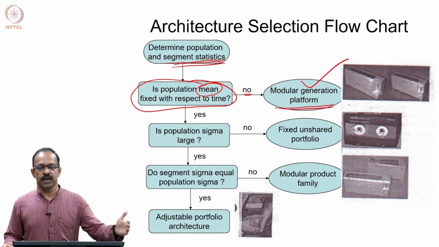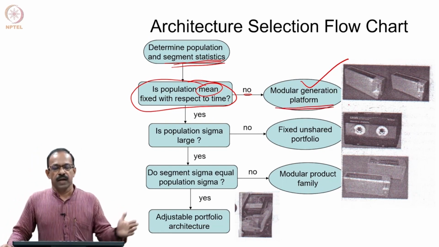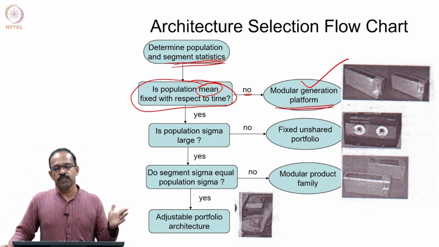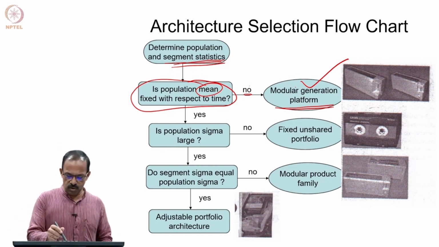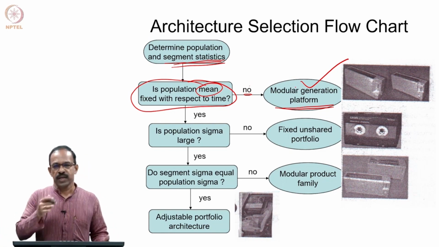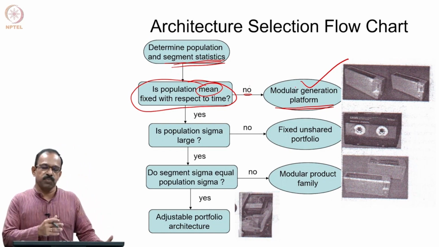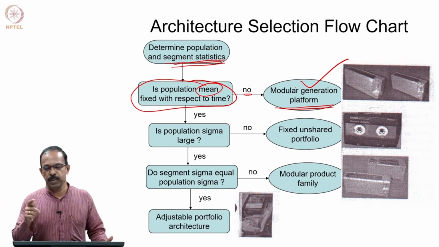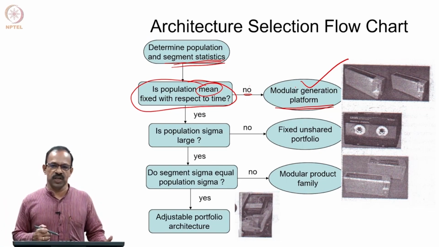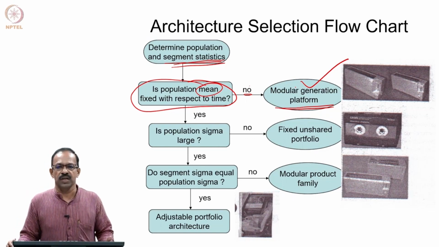So, this actually comes from the previous analysis. We had an analysis of the mean value over a period of time, and if there is a change over a period of time, then go for a modular generation platform. So that you will be able to modify the current product to the next generation without making too many changes. So only a particular module, or 1 or 2 modules, need to be changed, so that it will become the next generation product.